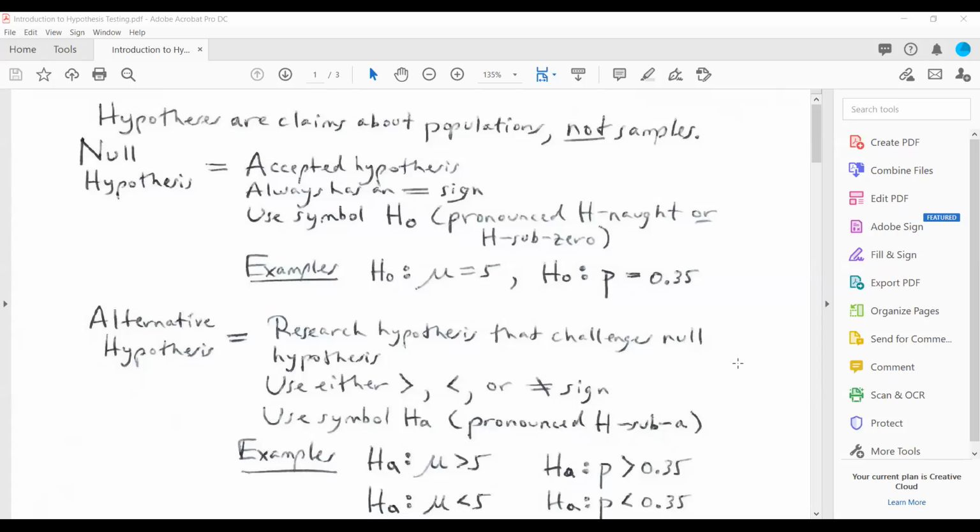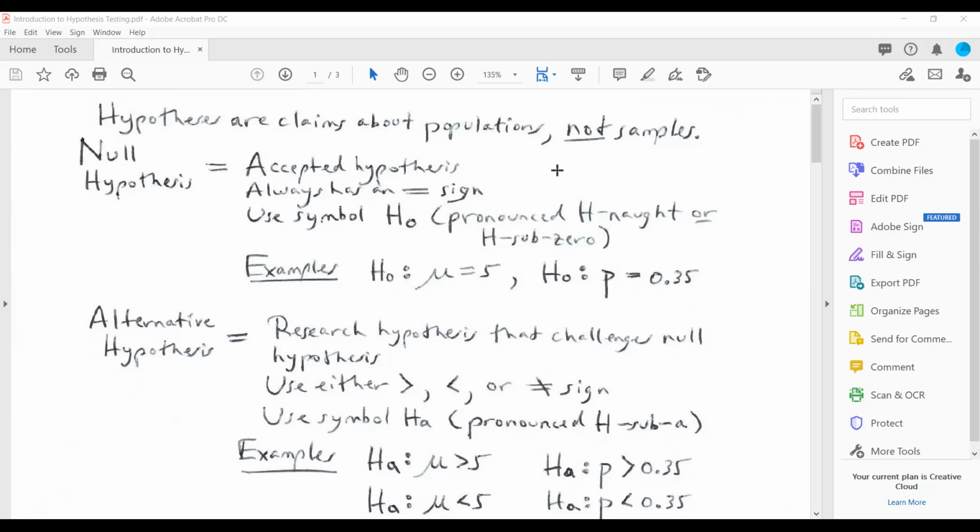All right, so she talked about two types of hypotheses: the null hypothesis, which is basically the hypothesis that is accepted right now. So it's basically what people generally accept. And then we have the alternative hypothesis, which is a competing hypothesis. It challenges the null hypothesis. Now, when we actually write these hypotheses, number one, we have to know that the hypotheses are claims about populations, not about samples, all right?